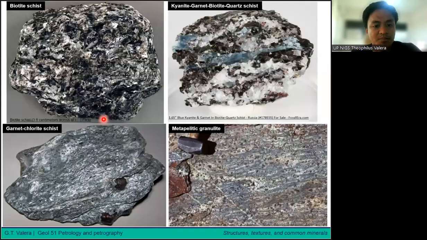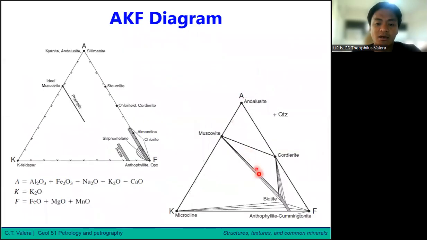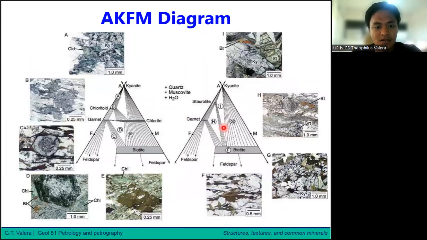Okay? I think one part that I missed out last time was explaining, as I mentioned before, nag-shift yung locations ng tie lines natin as prograde or retrograde metamorphism progresses. For example, yung example ko kahapon, yung chlorite here, this is a chlorite stability for this particular grade, but if we increase temperature, usually nagiging more magnesium siya, so nag-shift siya papunta dito.